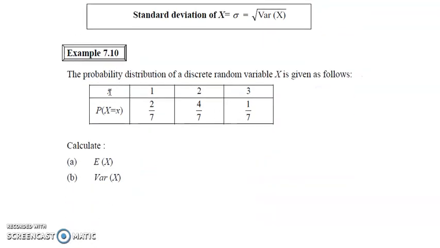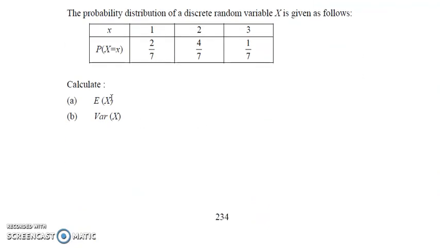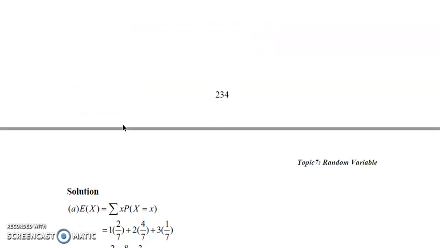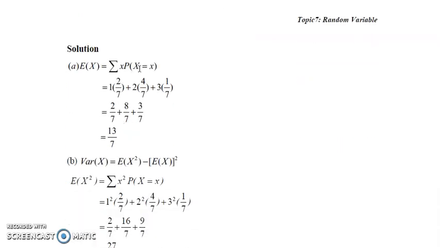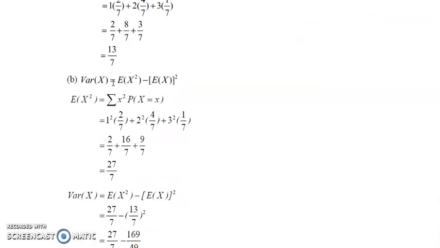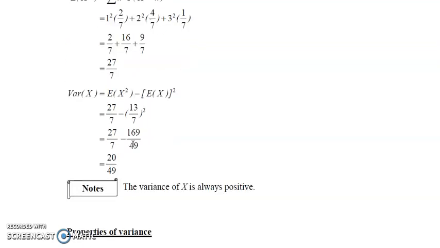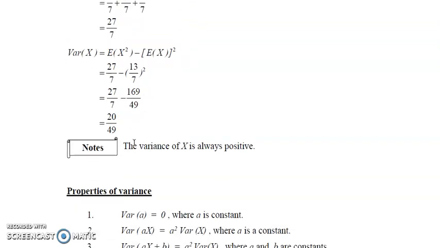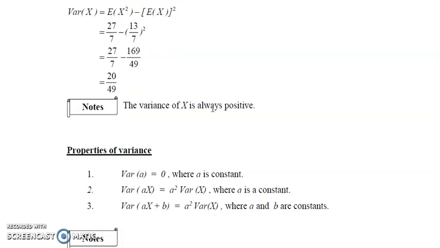So 7.10, it is given to you the PDF. So the question is asking, what is your expectation? What is your variance? Don't worry, we have a solution here. So expectation already has the answer here. Variance will be E(X squared) minus E(X), then you are going to square the E(X) there. So you already have a solution here. Of course, you're going to have some self-study there. The variance of X is always positive. This is important. Please put some notes there.